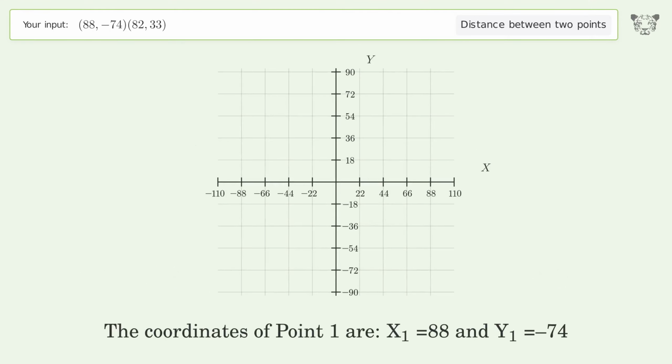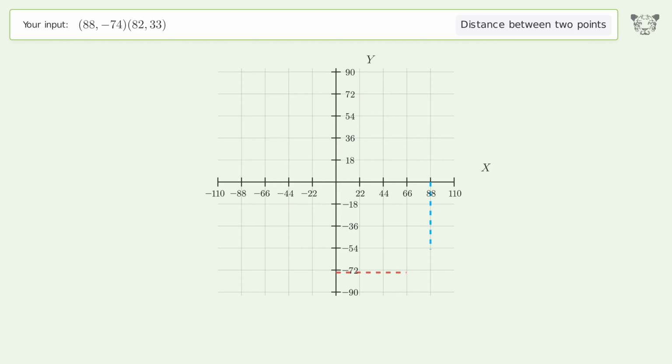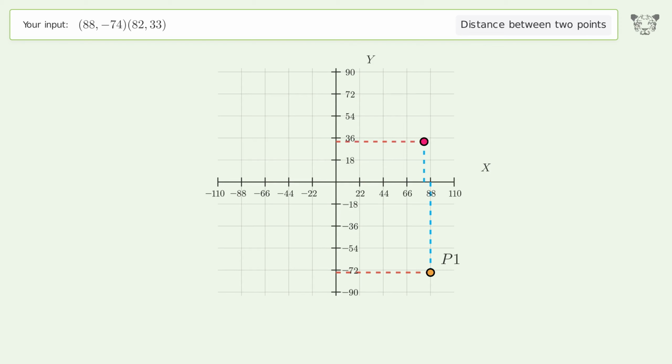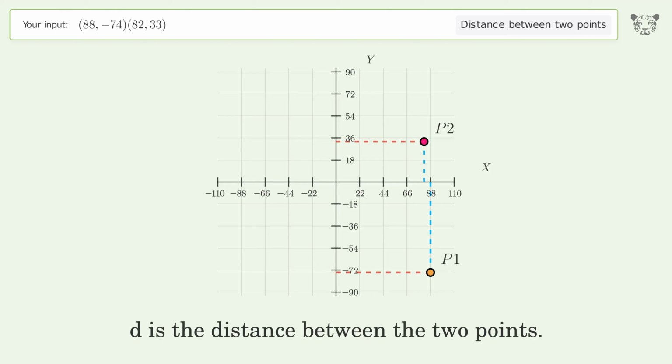The coordinates of point 1 are, x1 equals 88 and y1 equals -74. The coordinates of point 2 are, x2 equals 82 and y2 equals 33. D is the distance between the 2 points.